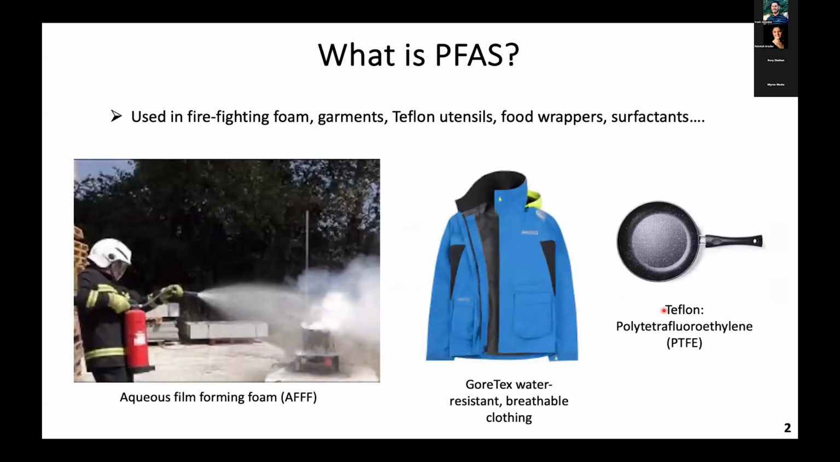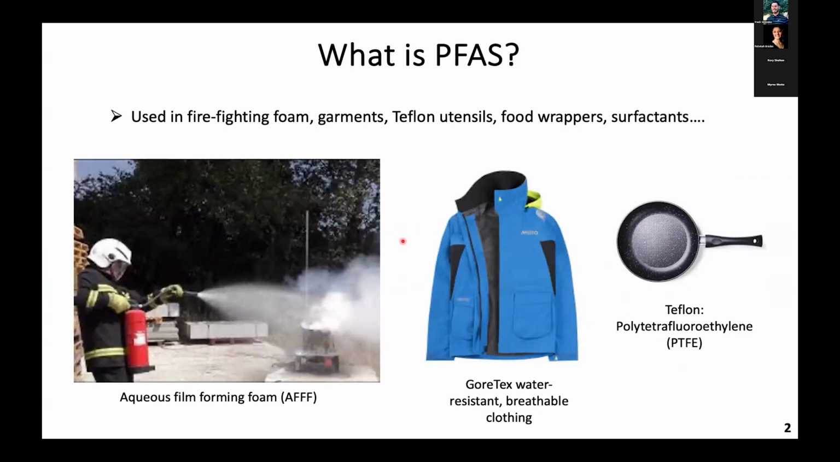All right, so what is PFAS again? It has a number of uses. If you look at the right-hand side, you can see Teflon, PTFE, polytetrafluoroethylene. This is one of the first PFAS molecules ever developed, and everybody has a Teflon coated frying pan or something like that. It's also used in Gore-Tex water resistant breathable clothing like I show here.